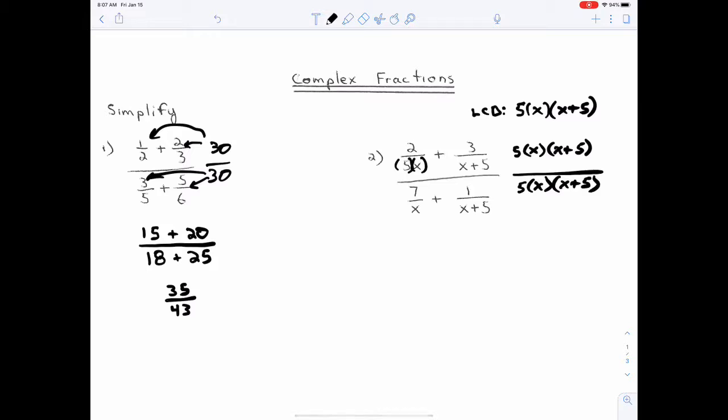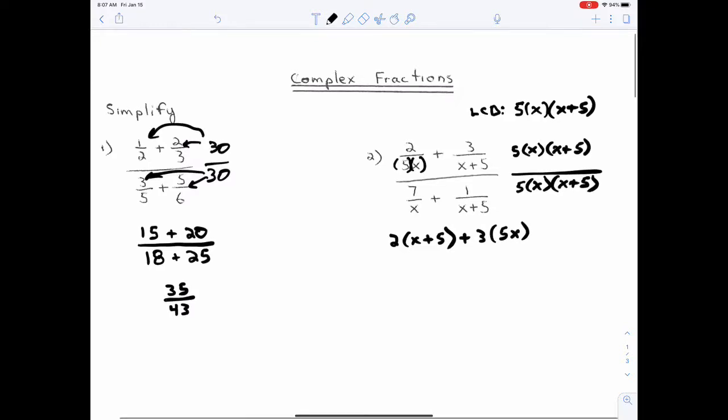On the first fraction, the 5 and the x cancel, so we're left with 2 times x plus 5. And actually, you could skip writing this step. I just don't want to lose you here. On the next fraction, the x plus 5s cancel, so we're left with 3 times 5x. On the bottom, the x's cancel, so we're left with 7 times 5 times x plus 5. And on the last fraction, the x plus 5's cancel, so we're left with 5x. And then we just multiply this out.